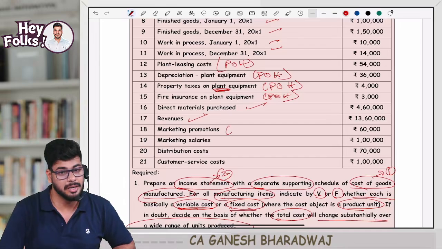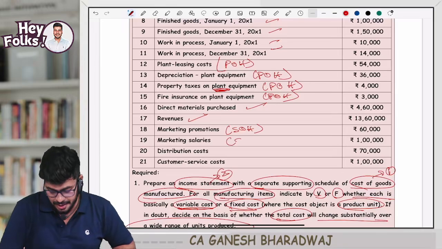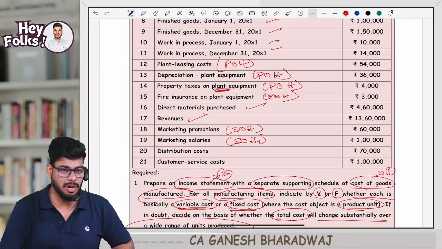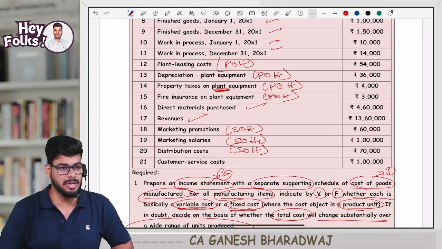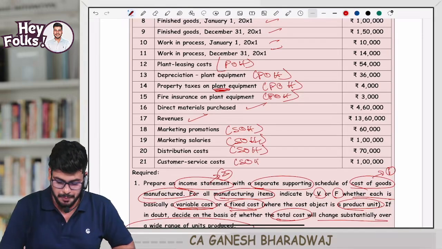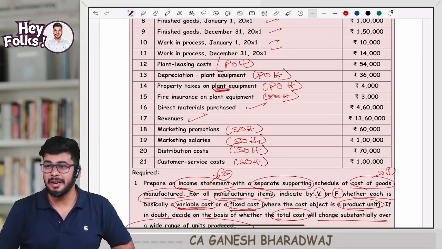Next, marketing promotions. Where will it come under? Selling overheads, SOH, selling and distribution. Your marketing salaries, SOH. Distribution cost, SOH. SOH stands for selling and distribution. Customer service cost, once again, it comes under SOH. Now, one small question. Bad debts, where does it come under?